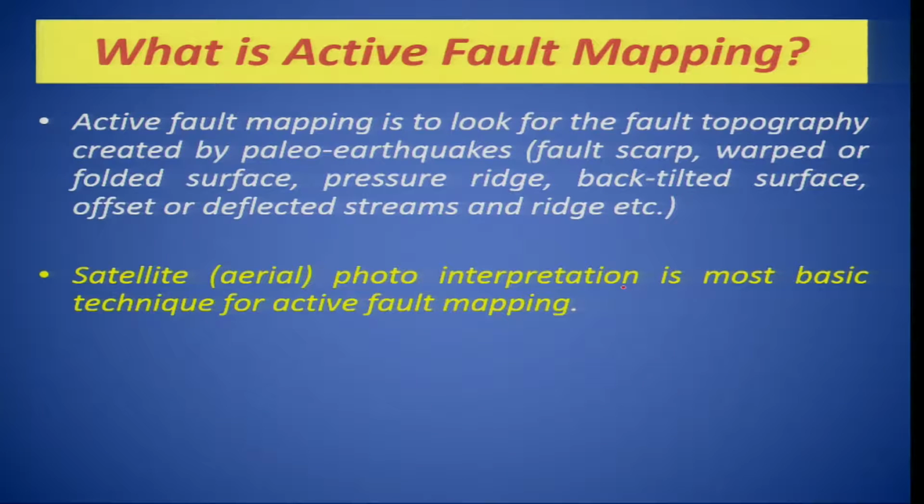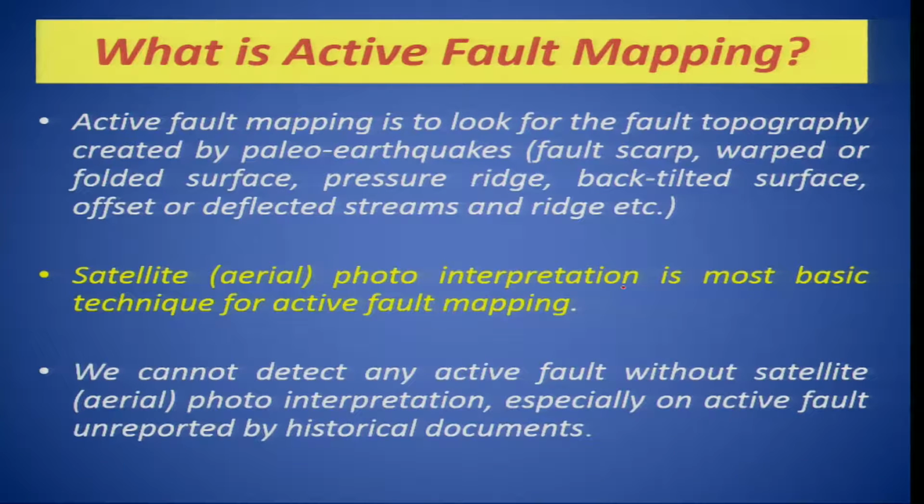Okay. So, that is what we call satellite photo interpretation, the most basic technique for identifying the active fault. We cannot detect any active fault without satellite data, especially an active fault unreported by historical accounts. So, if there is no historical account, how are you going to identify those ruptures, or the surface manifestations of the paleo earthquakes? Okay. You need to use the satellite data.